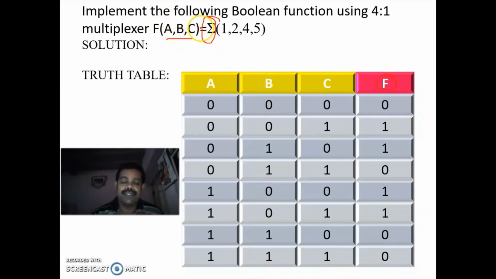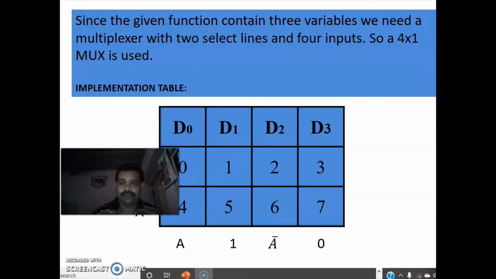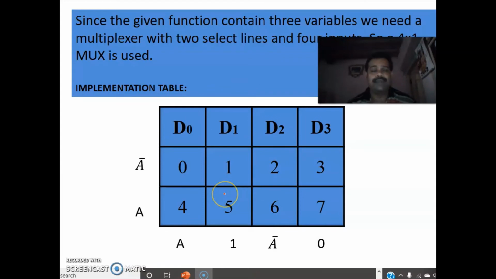With the three inputs you can write 8 combinations from 0 0 0 to 1 1 1. Of these combinations, for 1, 2, 4 and 5 we have to put 1. Then next, they have asked you to implement using a 4 is to 1 mux. For that you have to put an implementation table.